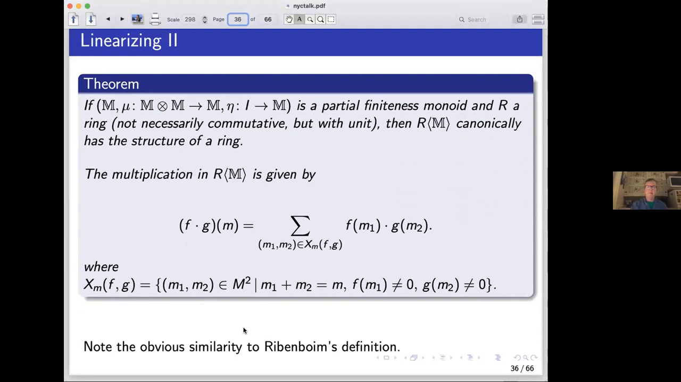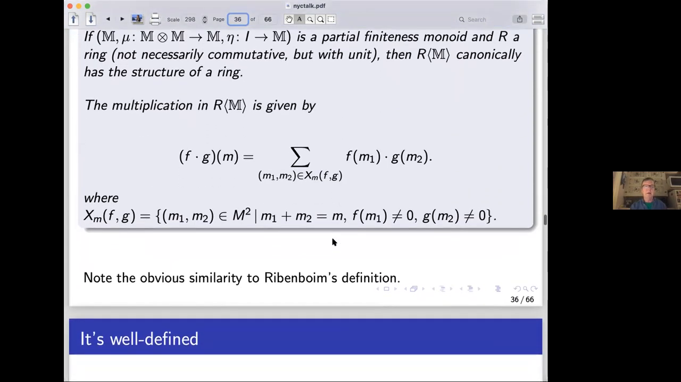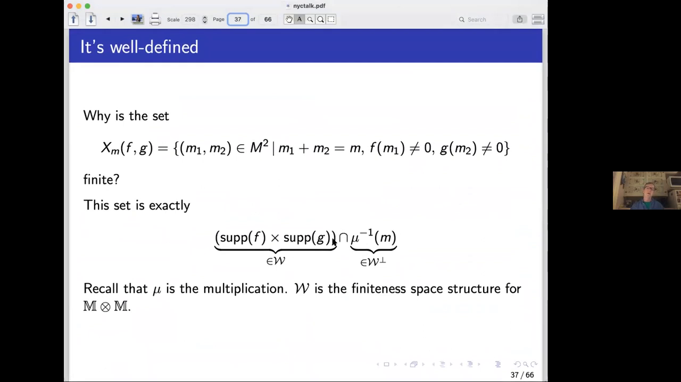And here's our theorem. If you give me a monoid M in the category of finiteness spaces and partial functions, and R a ring, and I don't need it to be commutative, but I do need it to have a unit, then R of M has the structure of a ring. And the multiplication is exactly the same as Ribenboim's multiplication. And the point is, for this to be well defined, I have to argue that the set X sub M of F, G is finite. And here's the argument, and it's going to follow directly from our definition of finiteness space.